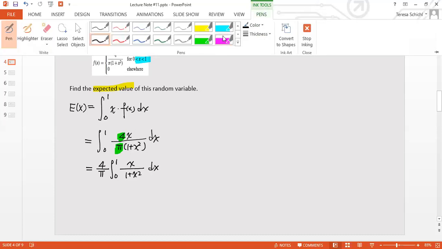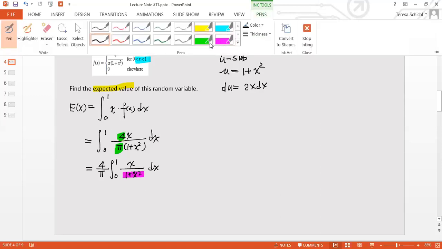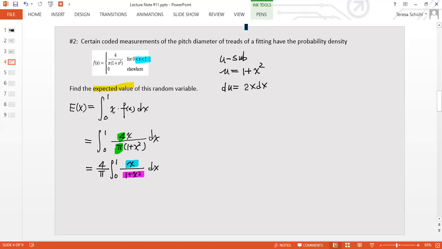And then I'm going to use u-substitution. Like I said, I'm not teaching calculus, so if you have trouble, you need to review. So I'm going to use u sub in your calculus. I'm going to say u is 1 plus x squared. So what is du here? du will be 2x dx. But if you look inside here, this is only x, so that's why you divide by 2. So you will get du over 2 is equal to x dx.